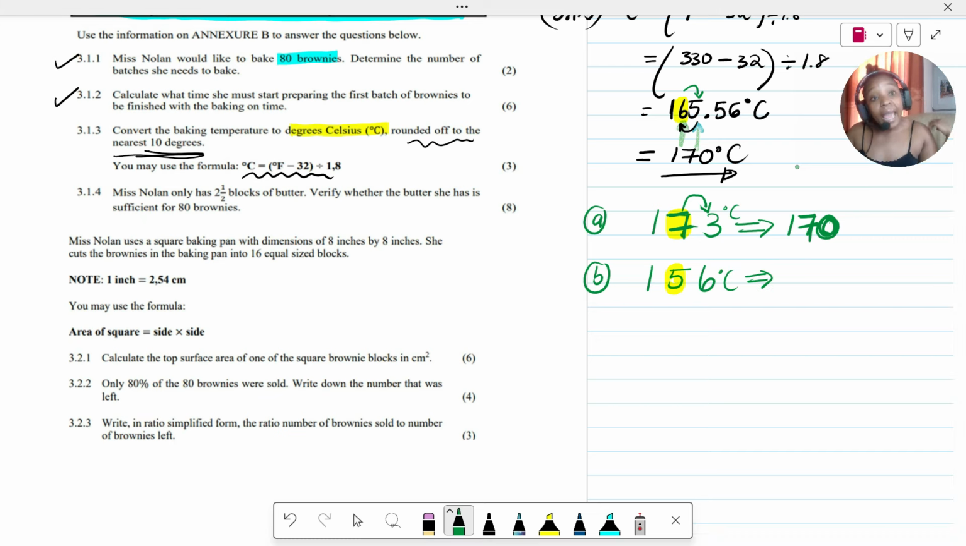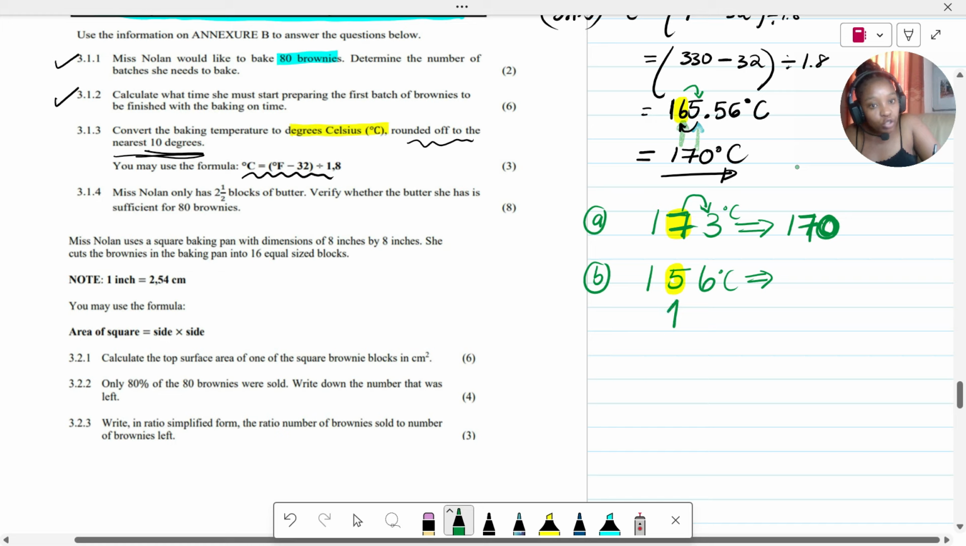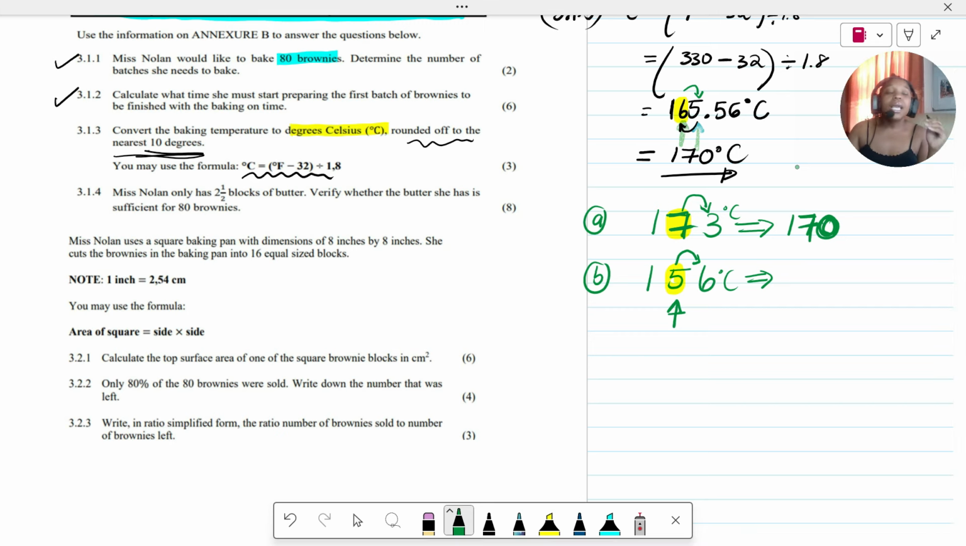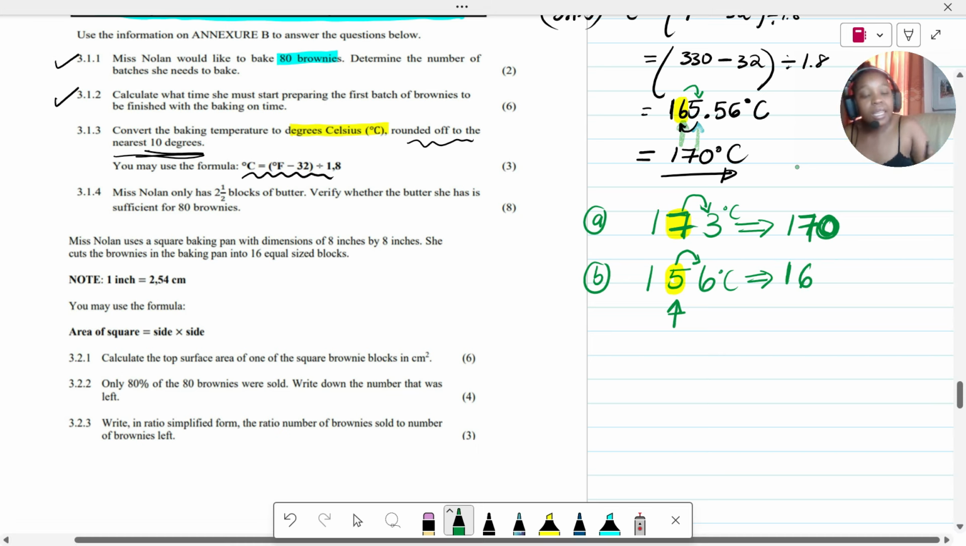Even here, we want to round off the 156 to the nearest 10 degrees. So what will happen here? Let's say you got that answer of 156. You're trying to determine if this 5 should change or not. What helps you determine that is the number that comes after the 5. Because that number is greater than or equal to 5, we just need to change that 5 to a 6, and the number that follows will just be 0 degrees Celsius.